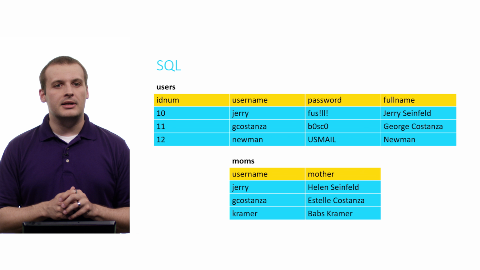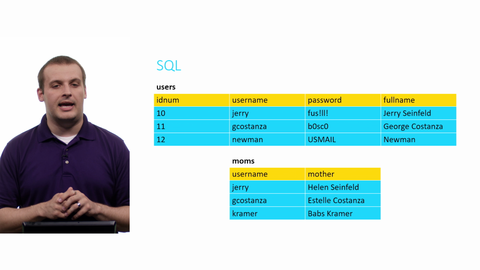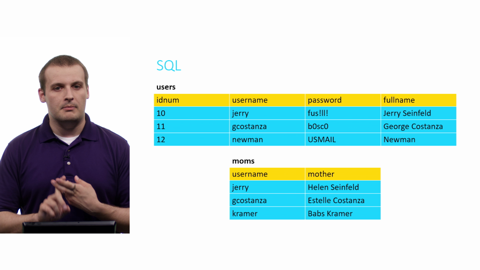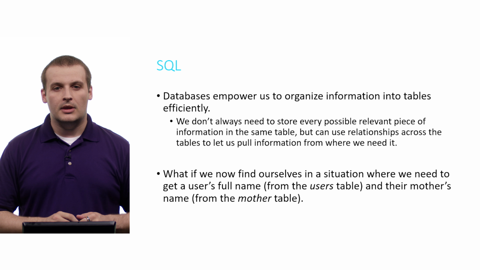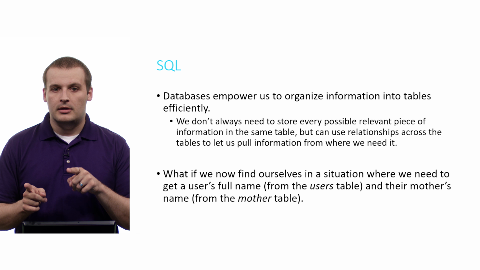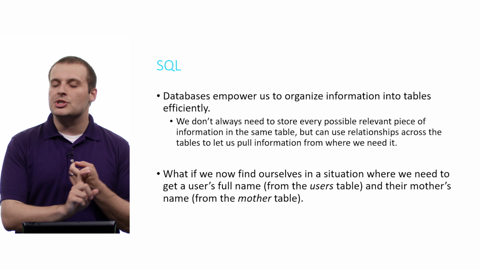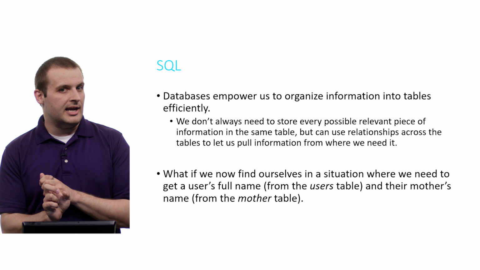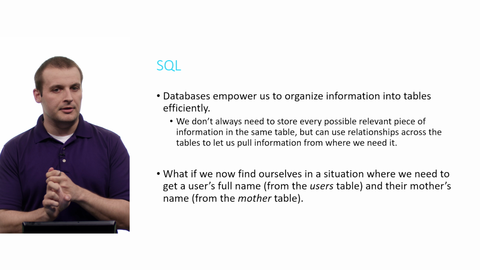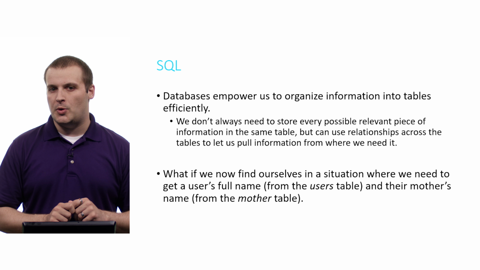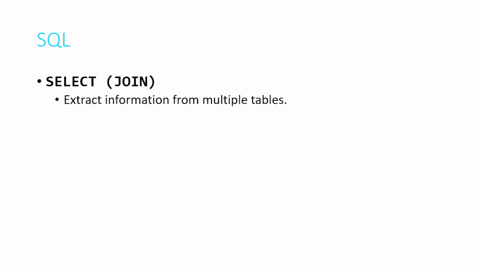So for example, here is our database as we last left it, with 3 rows in each of the users and the moms tables. Now let's imagine a hypothetical situation where we want to pair a user's full name, which is currently only stored in the users table, with their mother's name, which is only stored in the moms table. They're not on the same table right now, so we can't use the same sort of select query that we used before. We have to use what's called a select join query.